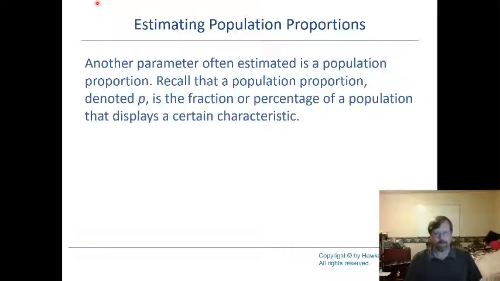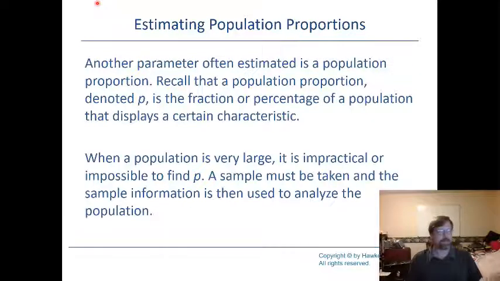So, 36% of Americans approve or disapprove or whatever of the president. That type of statistic. When a sample's large, like the population of the U.S. or even the voting population of Marietta or Athens, it's pretty much impractical or impossible to find the actual population proportion for that. So we have to go with the sample and use that sample information then to infer what's going on with the overall population.